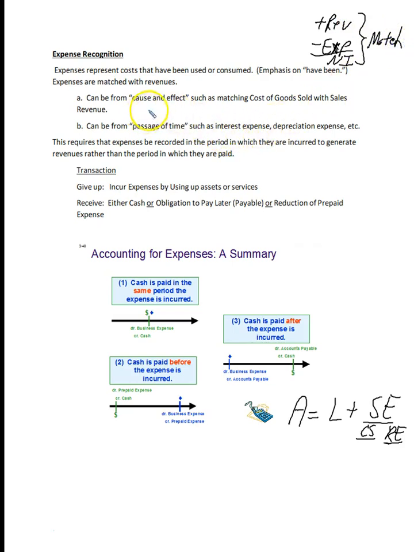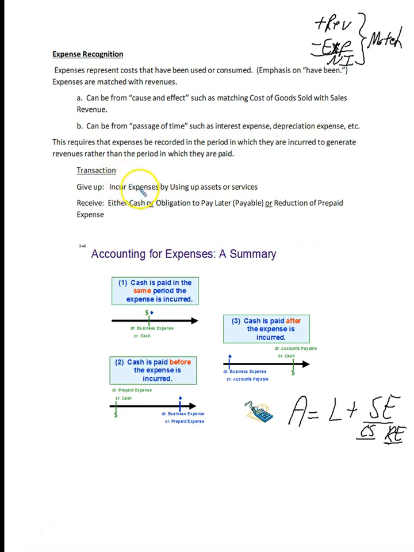Okay, so it can be a cause and effect. These expenses cause this revenue. It can also be a passage of time. And we'll see that with interest expense: time has gone by and we've incurred the interest.